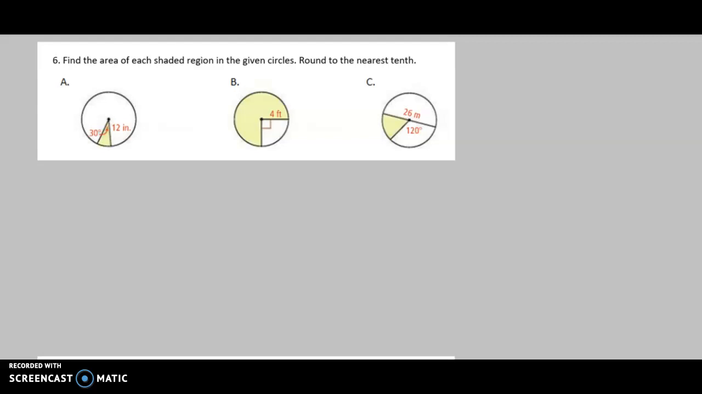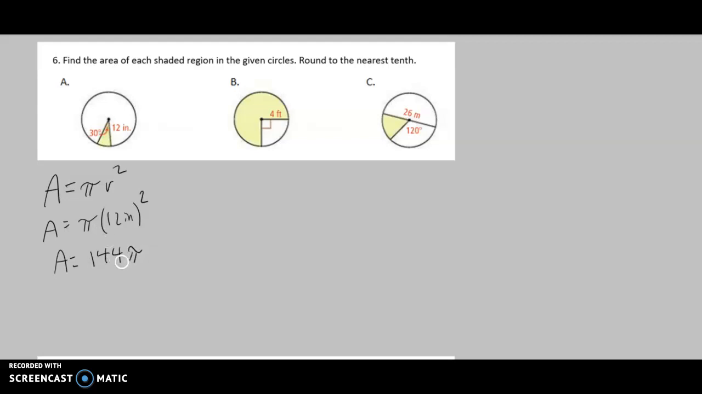So let's start with talking about what the area of this entire circle would be. For part A, we're looking at a circle. You should remember the formula for the area of a circle is pi times the radius squared. Our radius here is 12 inches. So let's find the area for this entire circle. It's going to be pi times our radius, which is 12 inches, squared. So 12 squared is 144. I'm going to leave this in terms of pi as 144 times pi.